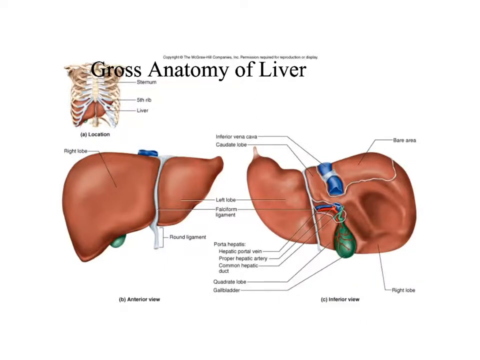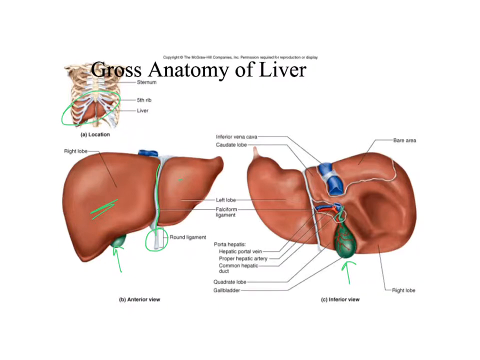Now gross anatomy of the liver, you'll go over this in lab. So you can see it right here. The right lobe is the biggest lobe. The left lobe is the small lobe. The falciform ligament divides the lobes, and then the round ligament protrudes off of there. The gallbladder is on the back of the liver, so you have to raise the liver up to see the gallbladder.